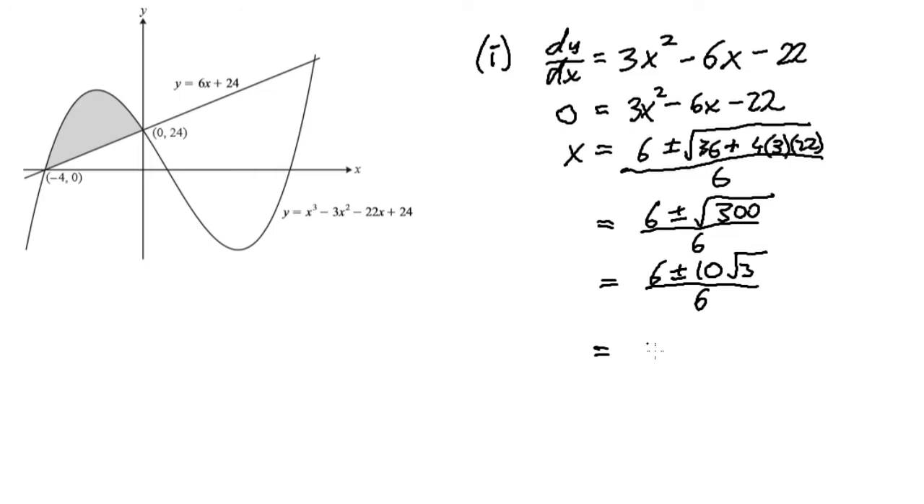So the two values you should get is 3.89 to 2 dp, and if I subtract instead of adding, you should get negative 1.89. So these two are the two x coordinates of these stationary points.